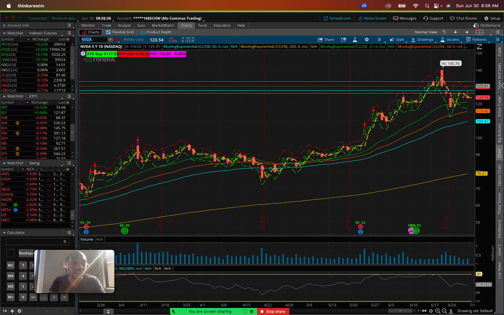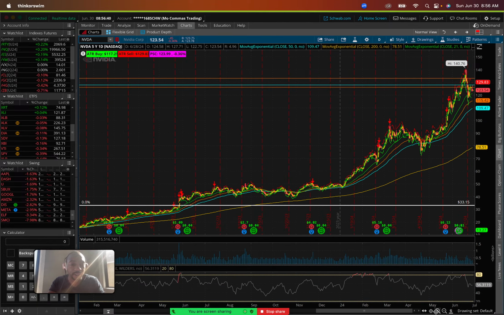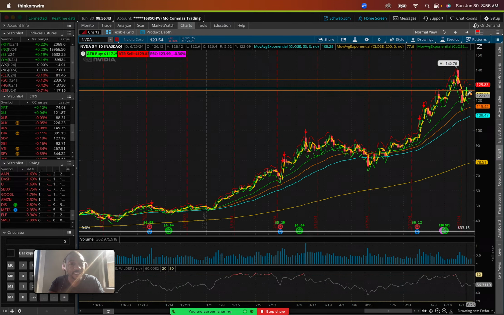I know everybody's trying to call a top on NVIDIA, but if you look at the long-term trend, NVIDIA looks like it's still headed up, because look at the moving averages. They're still headed up. It's pulled back a little bit, but am I itching to short NVIDIA? Absolutely not. I would rather try to catch NVIDIA on a pullback.